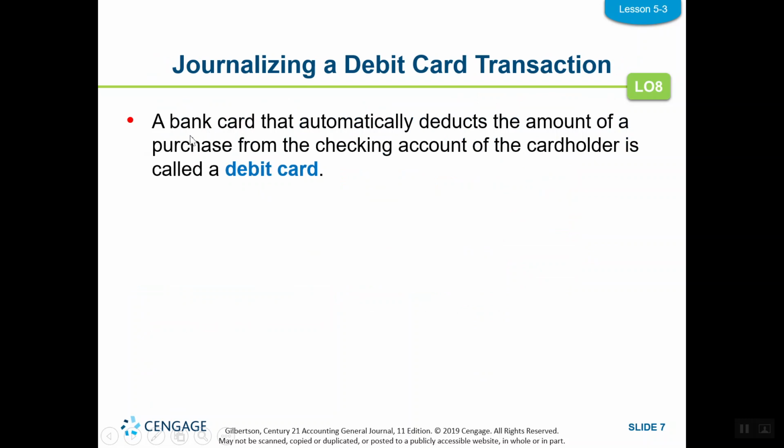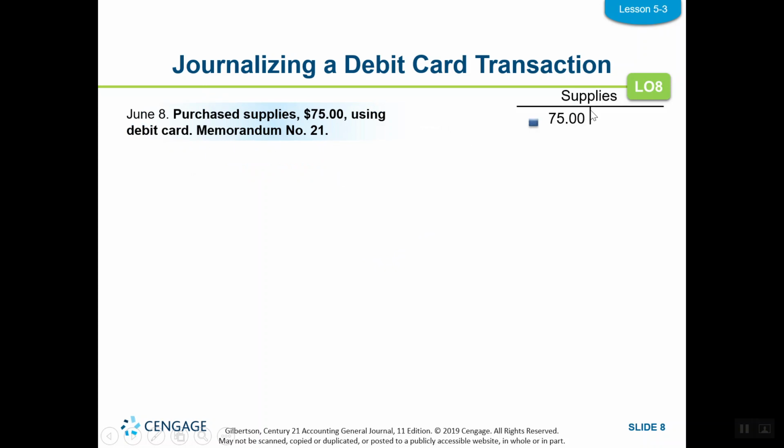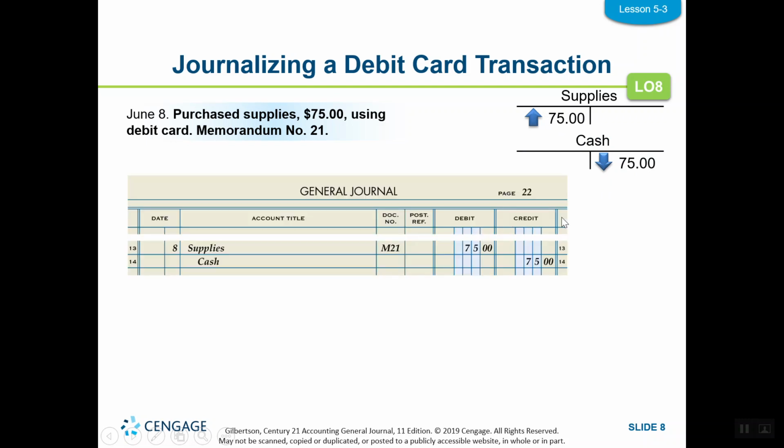Now, a debit card transaction. A debit card is a bank card that automatically deducts the amount of a purchase from the checking account of the cardholder. It's just like a credit card, except instead of owing that money in the future, you take it directly out of your checking account. So we purchased supplies, $75, using a debit card, memorandum number 21. Again, we bought supplies, so that asset is going to increase with a debit. We paid cash, so that asset is going to decrease with a credit.